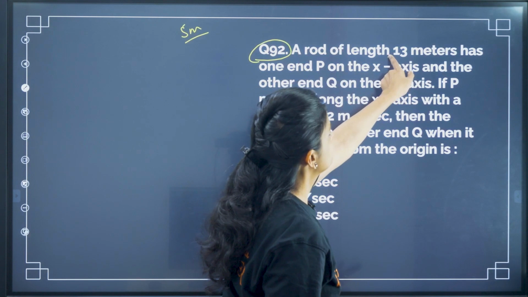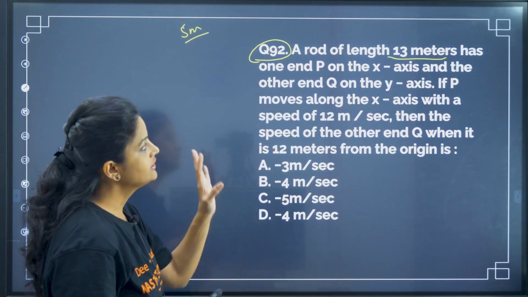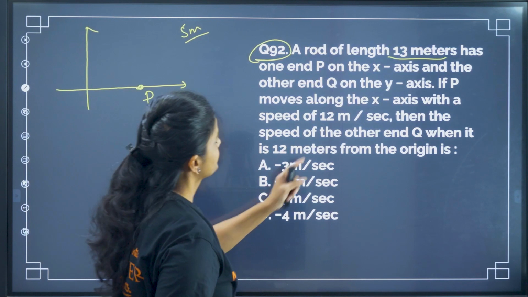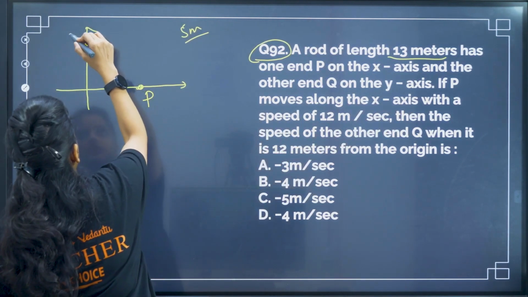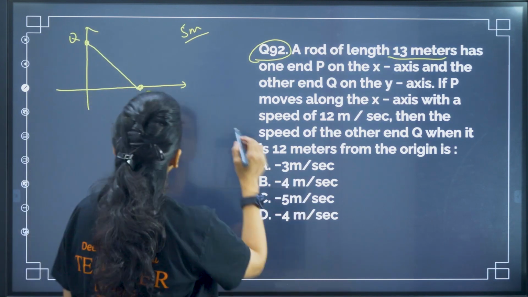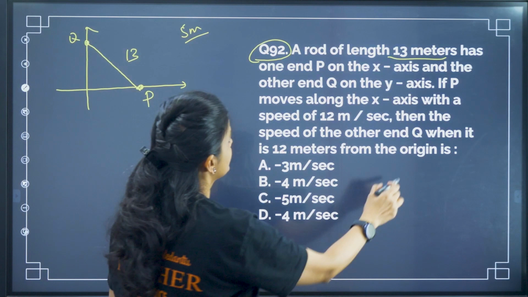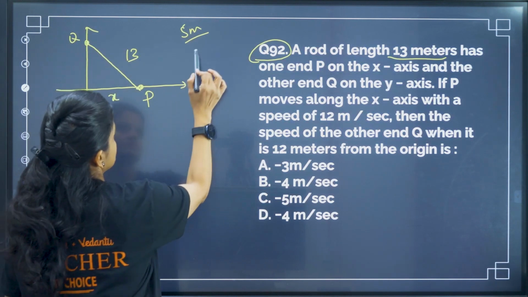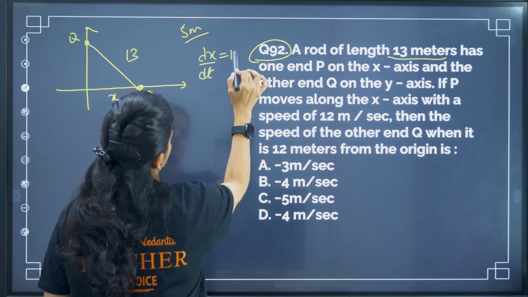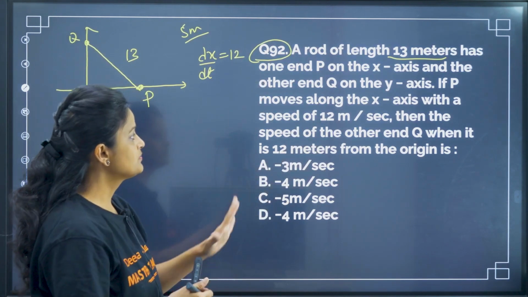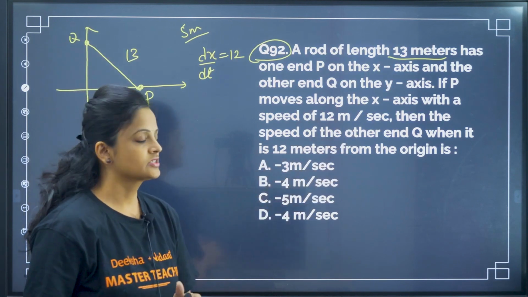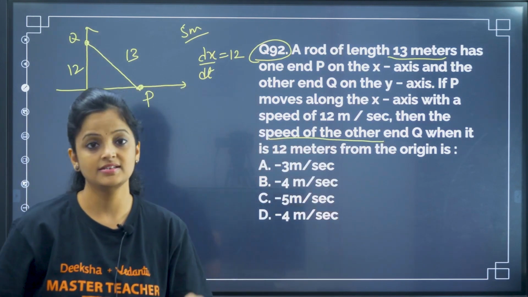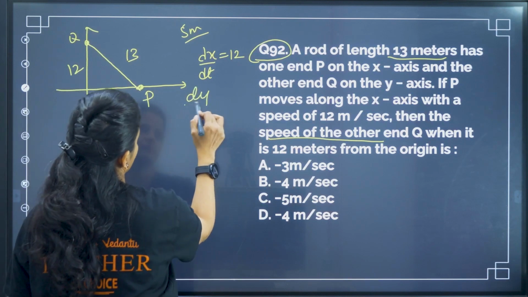A rod of length 13 meters has one end P on the x-axis. Okay, so let's take the x-axis. This is P, and the other end on the y-axis, which is taken as Q, and this is the rod. Now, what is the length of the rod? 13 meters. If P moves along the x-axis with a speed, that is, if I take it as x, dx by dt is given to you, 12 meters per second. Then the speed of the other end Q, when it is 12 meters from the origin, then this is 12. So what will be the speed of the other end? That is, if I keep it as y, they are asking you dy by dt.